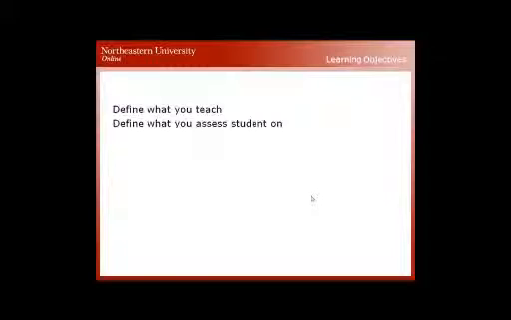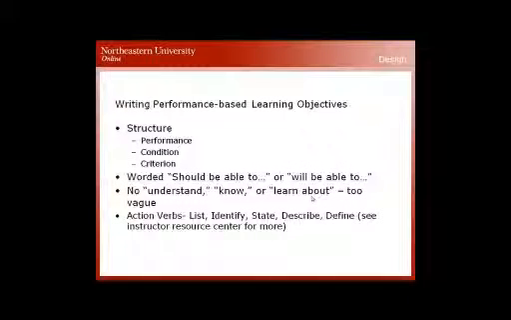But how do you do this? One way to think about learning objectives is to break them down like this. Performance: what the student is able to do after completing the week, the module, or the course. Condition: the condition under which the student performs. Criterion: how well the student must perform and how you evaluate them.